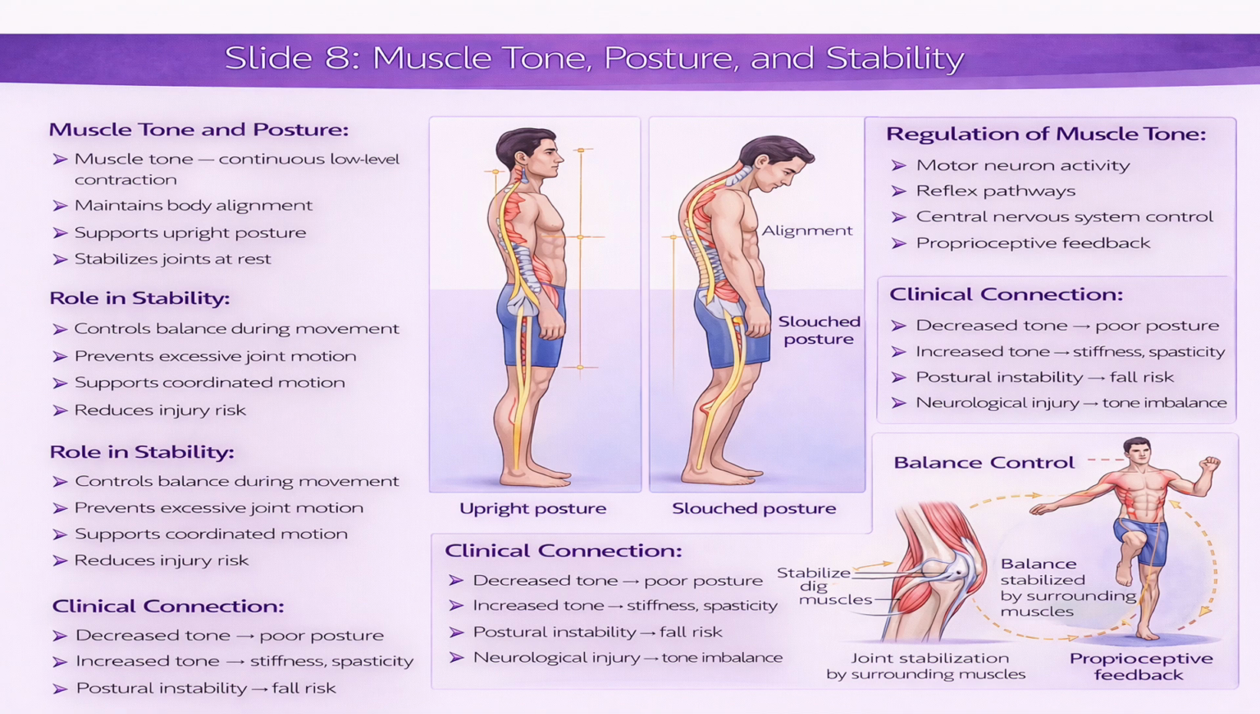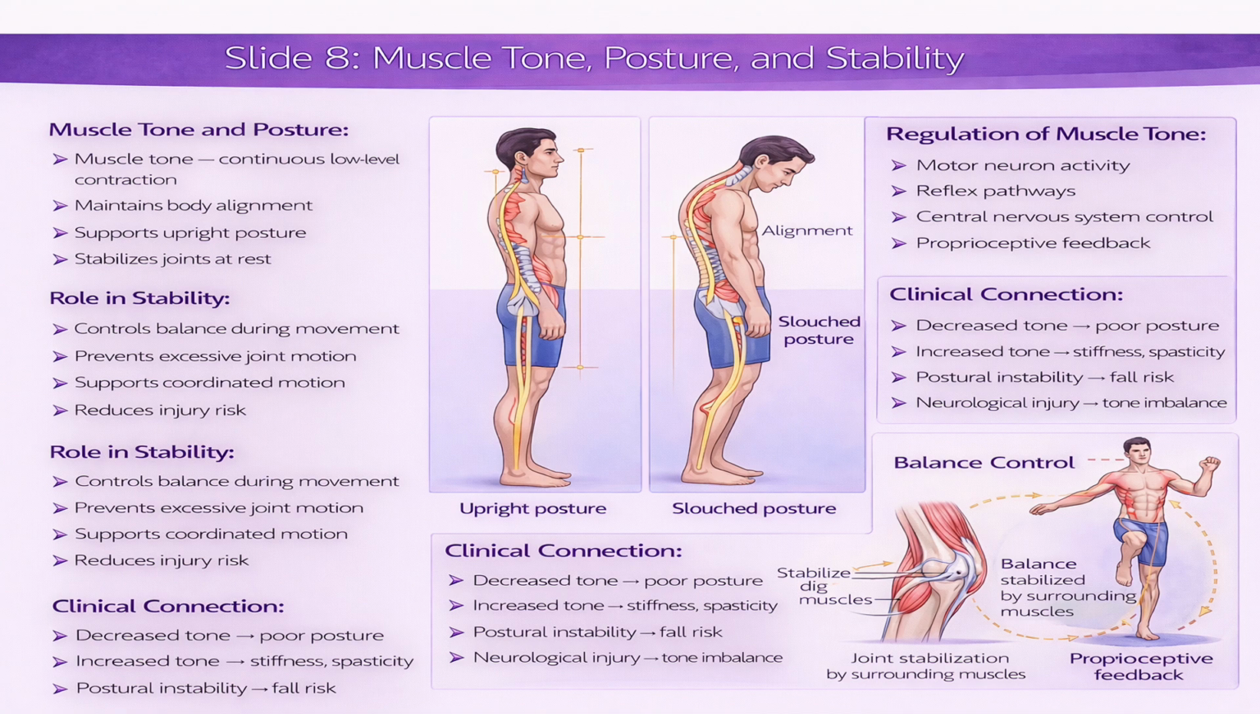Regulation of muscle tone is controlled by complex interactions between motor neurons, reflex pathways, and the central nervous system, with continuous input from proprioceptive receptors located in muscles and joints. This feedback system allows the body to make constant adjustments to posture and position.